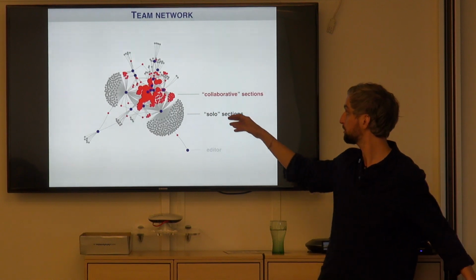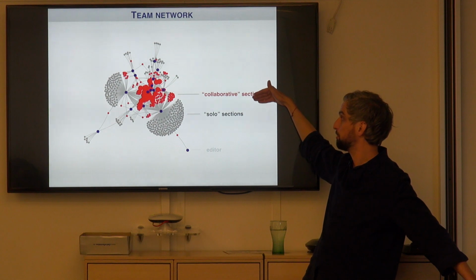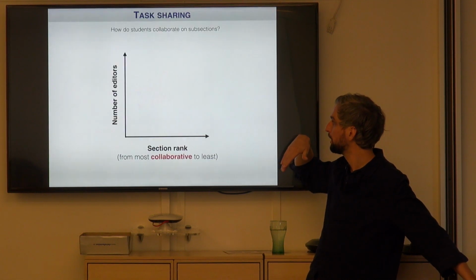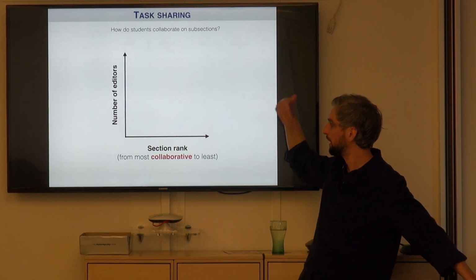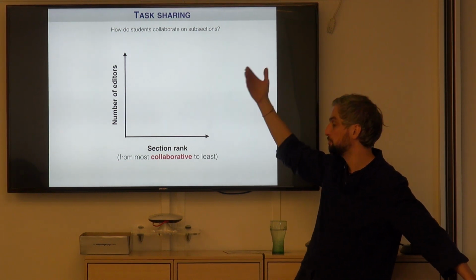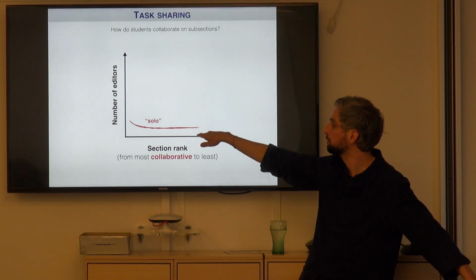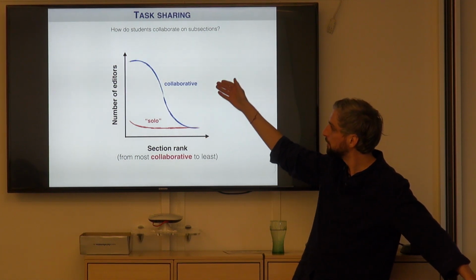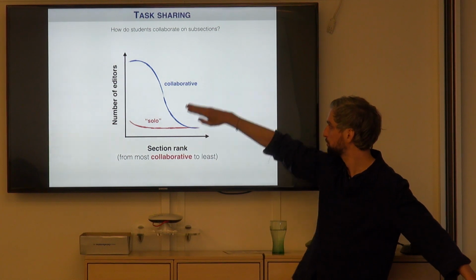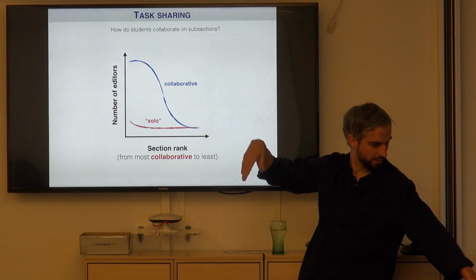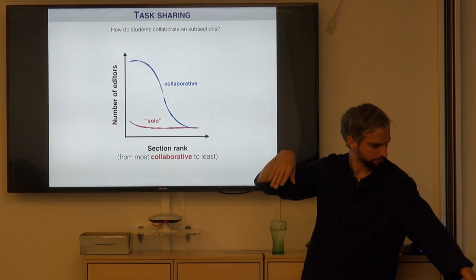On the other side, we focus on the sections themselves. Sections can be edited by few people or many people, so we can rank sections by how much they've been edited or how many people edited them. If everyone does their solo part, it would be flat like that. If many people collaborate on sections, that would be something close to 1 in the beginning.